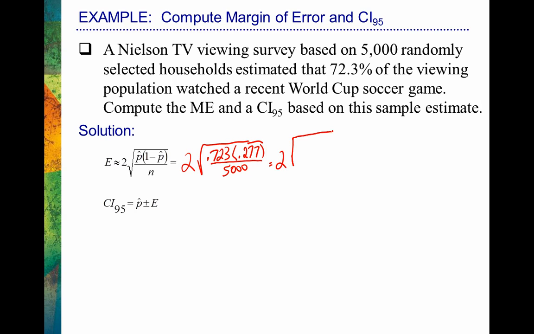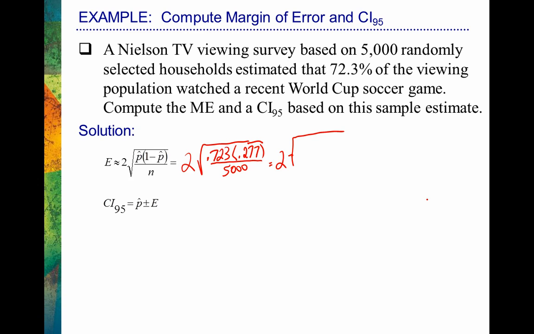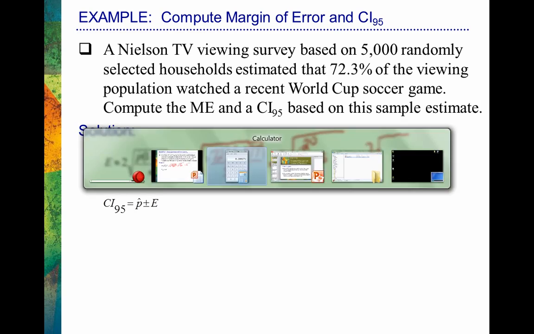All right, let's do a little bit of simplification in here. Again, we have 2 times the square root of this fraction. Let's figure out what the numerator equals. We have 0.723 times 0.277. Well, 0.277 is already in my calculator, so let's multiply that by 0.723. That equals 0.2002. Let's just call that 0.20. So 0.20 divided by 5,000. Now let's go ahead and work that out a little bit more. So we're going to have 2 times the square root of 0.20 divided by 5,000. Let's figure that out.